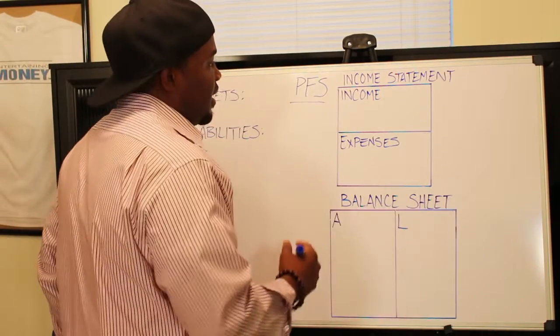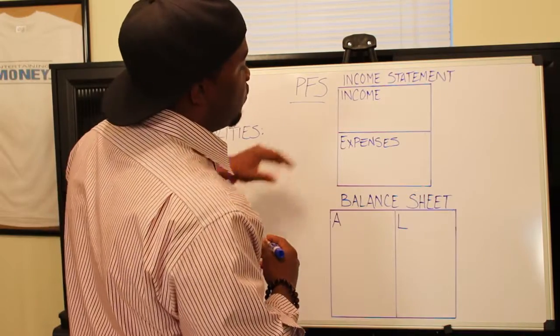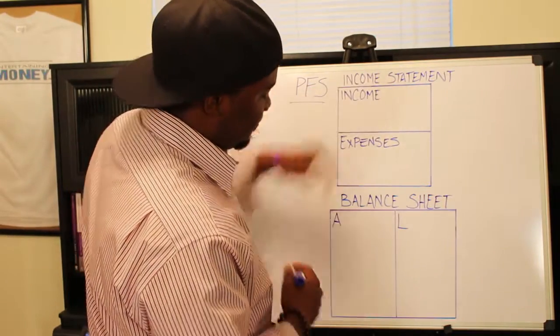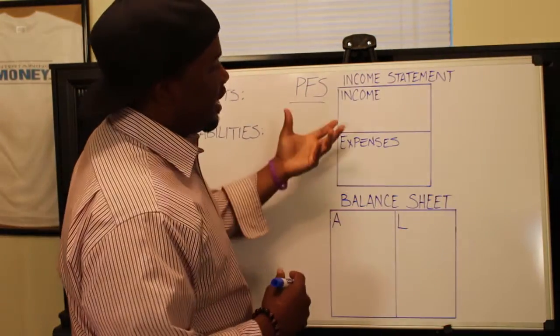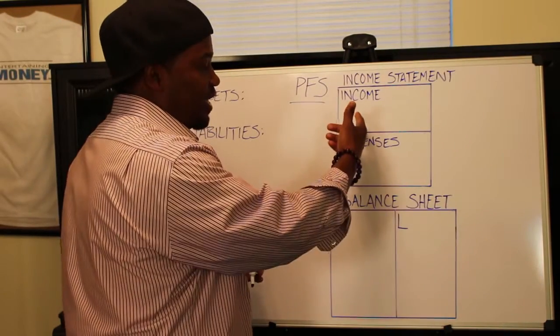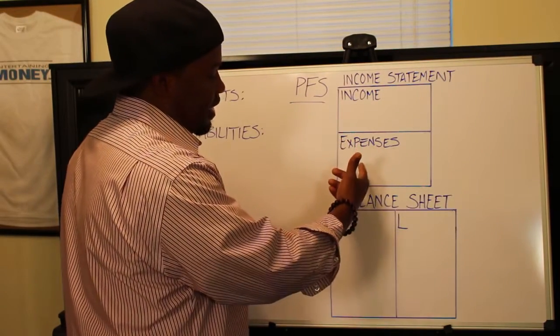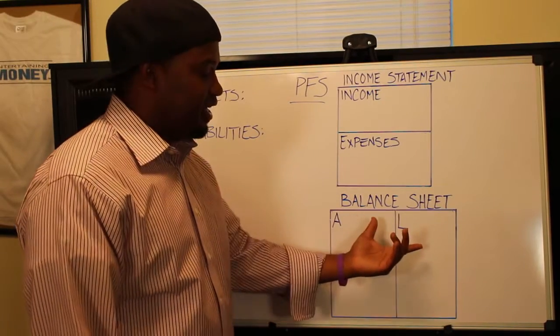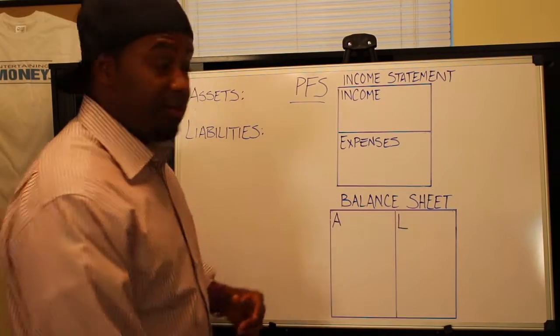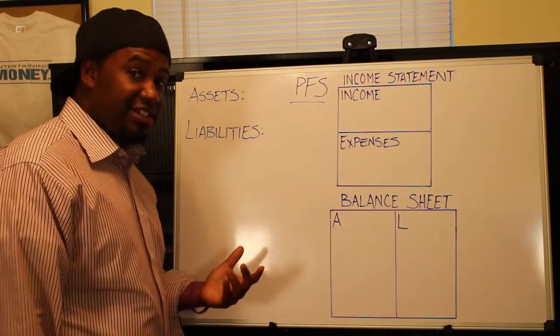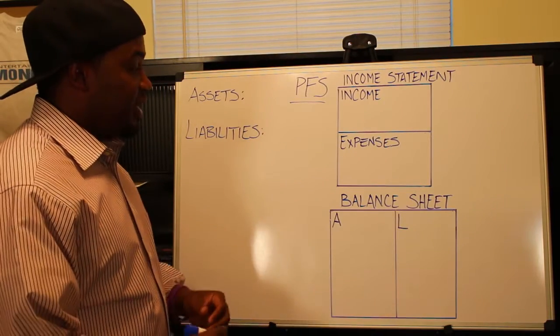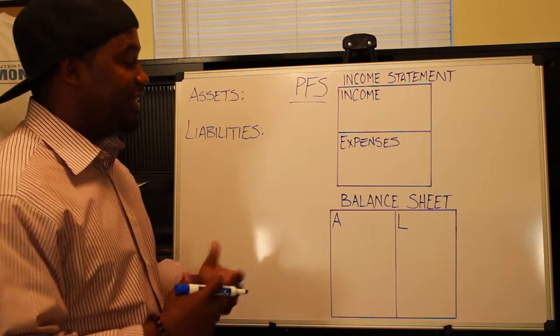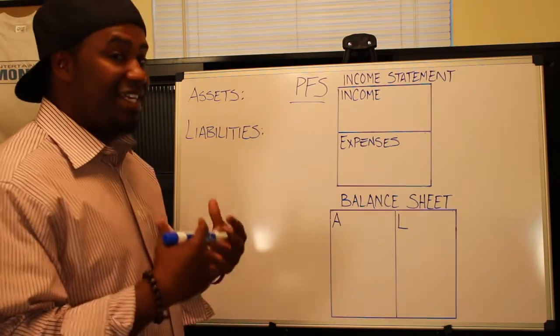As you can see, the personal financial statement is composed of the income statement and the balance sheet. The income statement consists of the income column and the expenses column. The balance sheet consists of your assets and liabilities. Before we go further, let's define assets and liabilities. In very simple terms, assets are things that put money in your pocket.